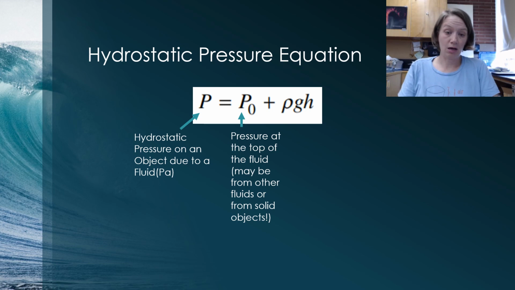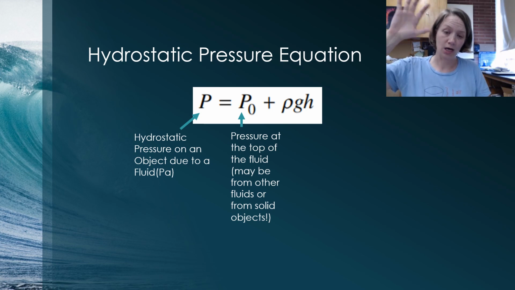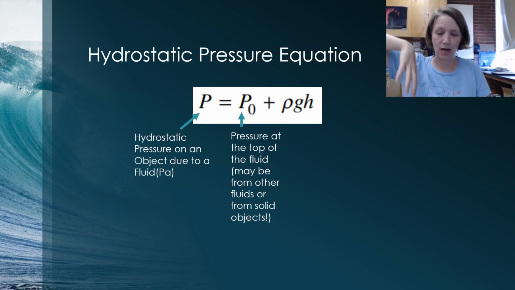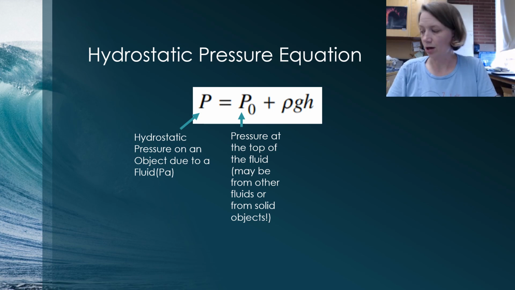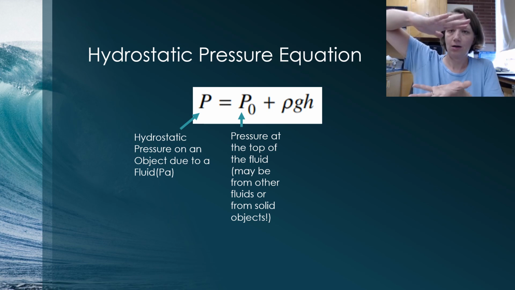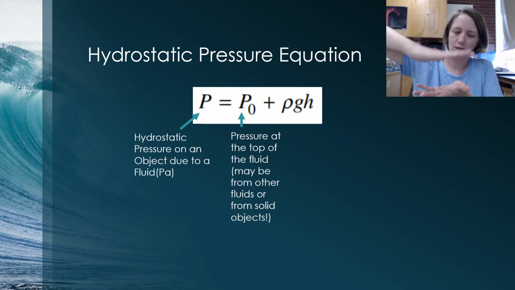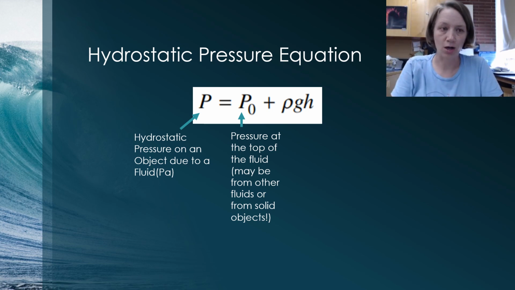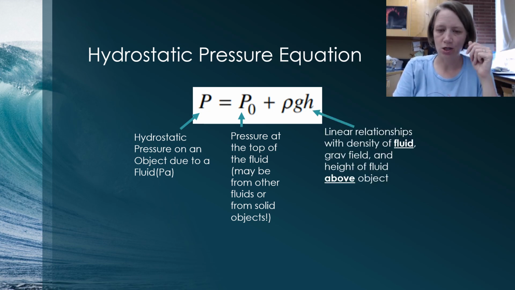And this may be another fluid that's on top pushing down, like that last example where we had air on the top. So that's basically the air pressure you'd be adding into everything. Or it could be a solid object that's on top. So maybe you have a piston on top of a container of fluid of some kind, and you're pushing down on that piston or pushing up on the piston. That could also be the pressure that we're talking about. So whatever kind of mechanical pressure is on the top, that's P naught. And then these are those three relationships that we kind of came up with a few slides ago. We got linear relationships with the density of the fluid, the gravitational field, and the height of the fluid.